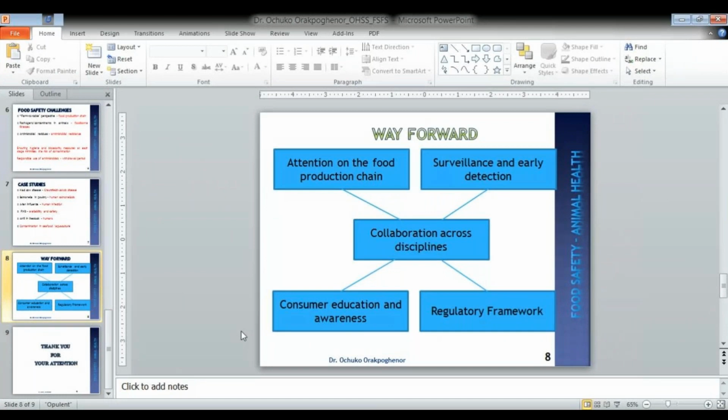Unfortunately, we don't have the name of the attendee who would like to ask. Who are the key stakeholders that should be sensitized on use of antibiotics in animal value chains?